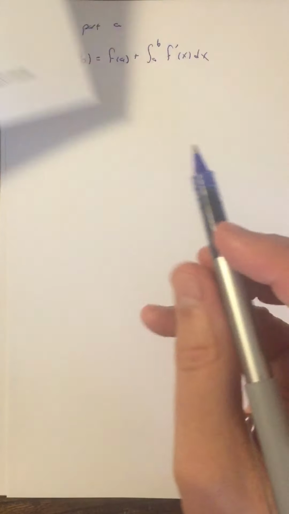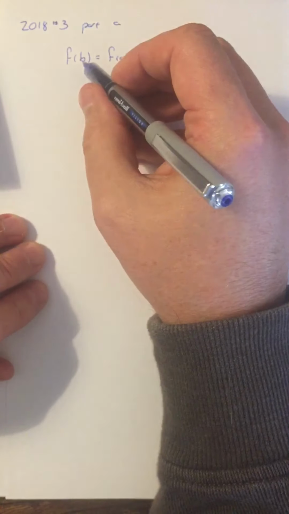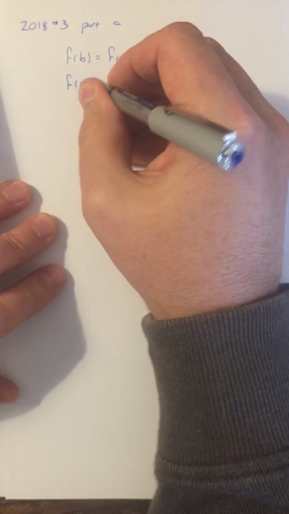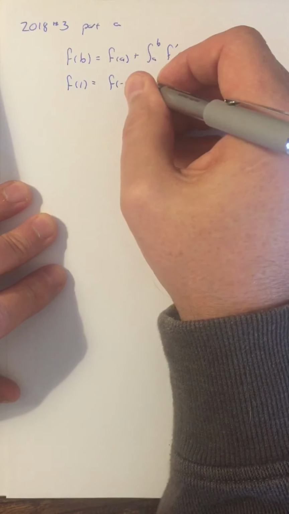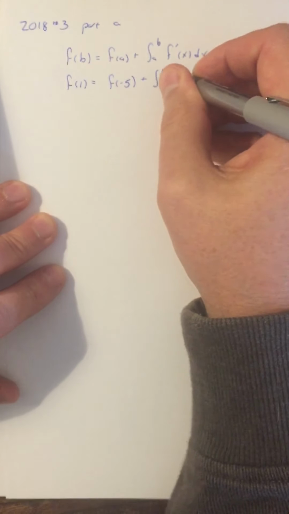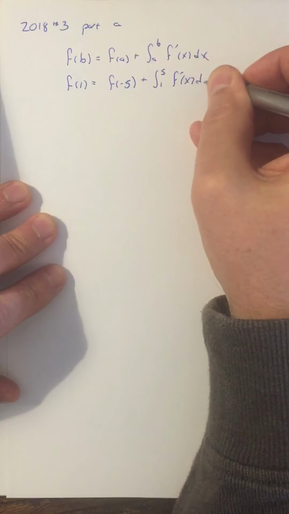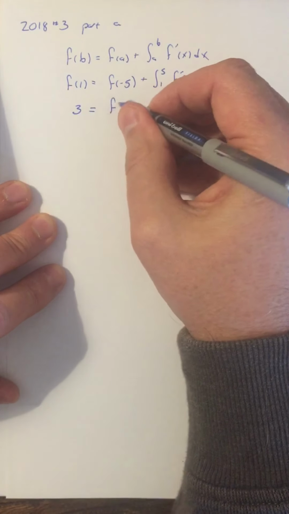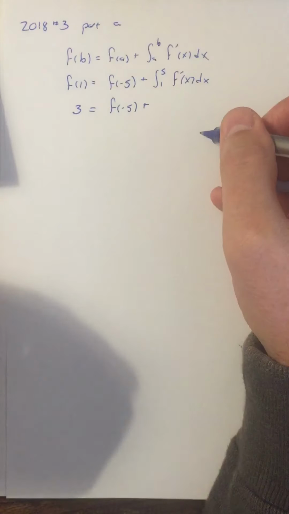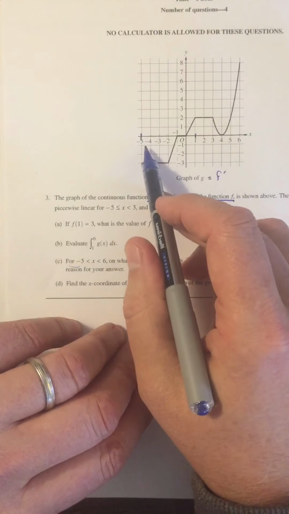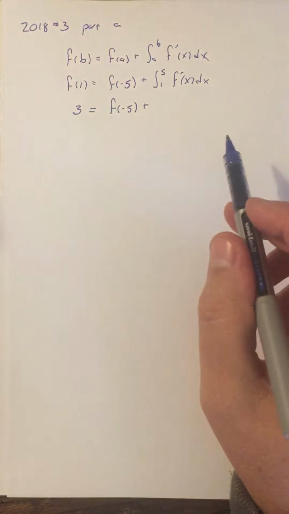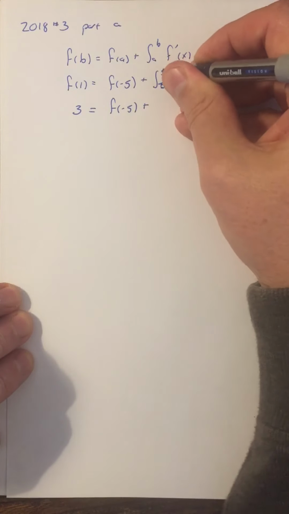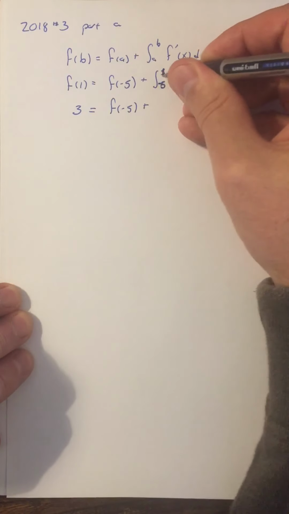So f of 1 is 3. So let's do b is 1 and a is -5. So then we're going to say that f of 1 is equal to f of -5 plus the integral from -5 to 1 of f prime of x dx. I know what f of 1 is. They told me it's 3. So f of -5 is what I'm solving for, so I'm just going to leave it. And now I have to figure out what that integral is from -5 to 1, right? Oh, why did I write this? It's -5 to 1. I always got to screw something up. So that's -5 to 1.